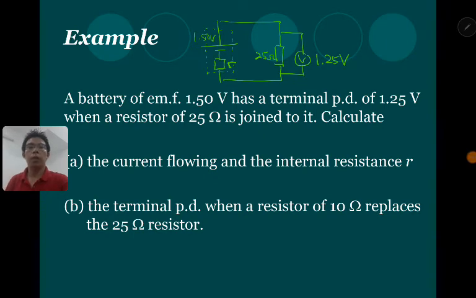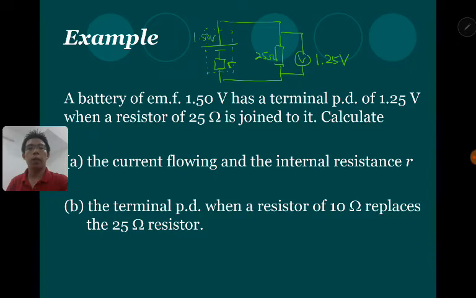The circuit I have drawn up here, you can refer to that. The battery has an EMF of 1.5 volt and its terminal PD is 1.25. Okay, that means there will be some potential difference taken by the internal resistance, which I draw with small r here, and there's a resistance of 25 ohm.